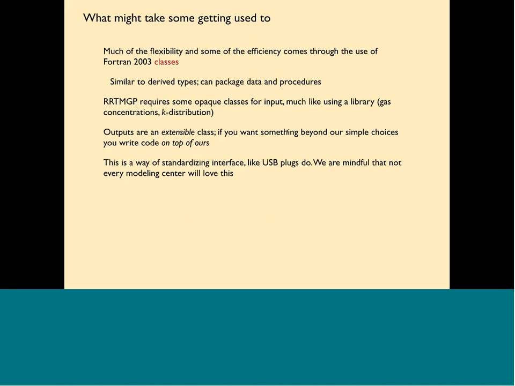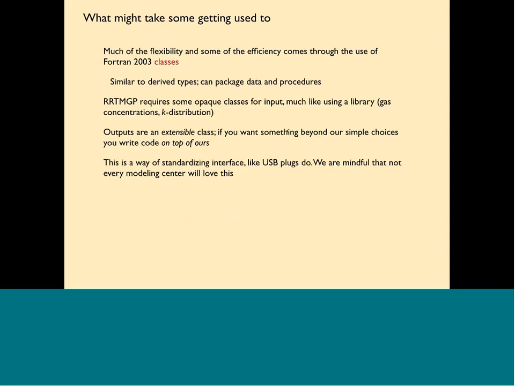So a class is similar to a derived type. Many models use these to package together related data. The difference here is primarily that one can package data and procedures, so that is to say routines that work on that data. And procedures have direct access to the data that's packaged in the type.